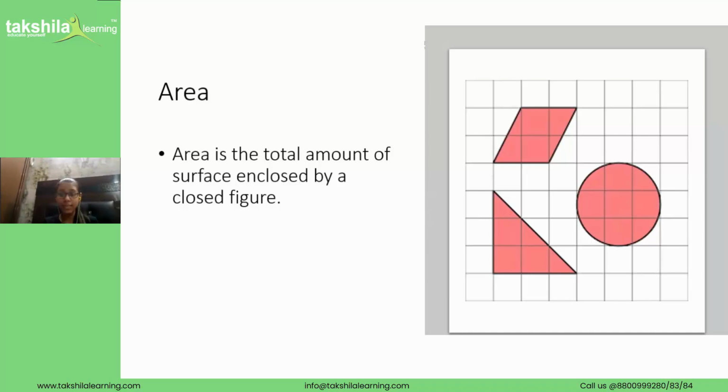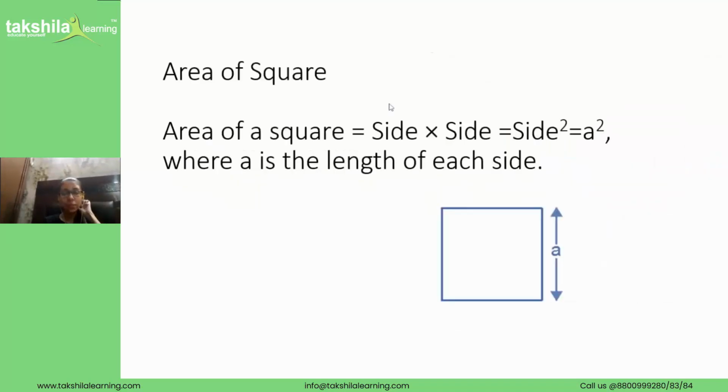Area of a square is side into side. As we know, a square has all sides equal. So when we do side into side, which means side squared, we will get the area of a square.